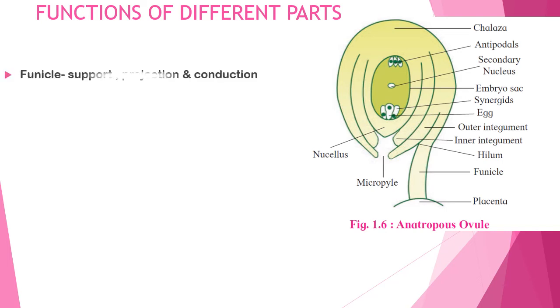First, the funicle. What is the funicle? The stalk of the ovule. It supports the ovule, and it is for the projection. The ovule is projected outside, and it also helps in conduction, because the connection from the ovary is the funicle. So its function is support, projection and conduction.